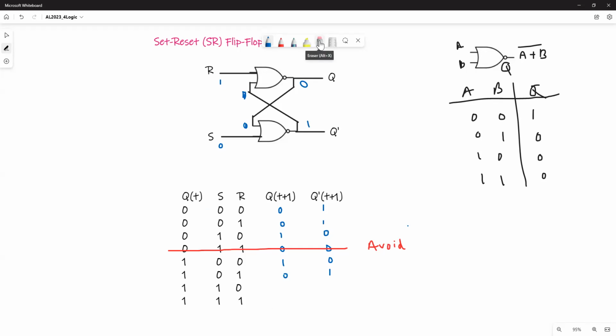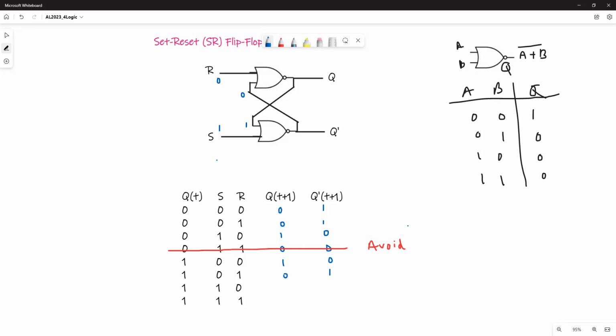The next one, we have 1, 1, 0. When you have 1, 1, 0, so that Q is 1. Q is 1. S is 1 and R is 0. So we have to change everything. So now let me put Q is 1. So that means this is 1. That means this is 0. S is 1. R is 0.